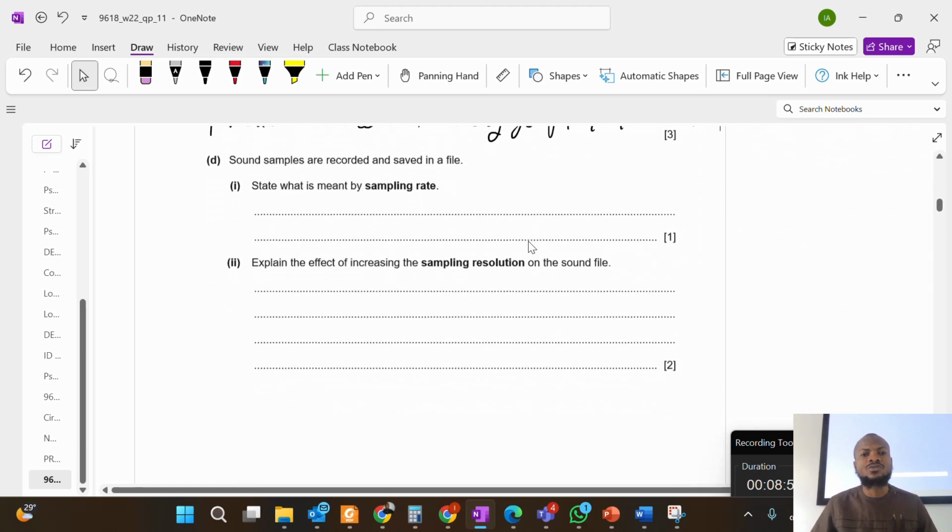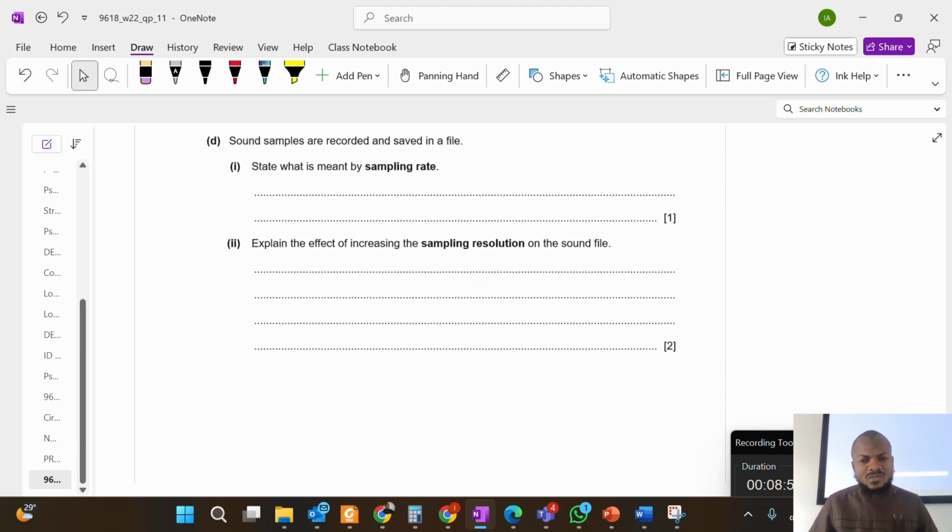I hope this is well understood. Now, the next question, it says, sound samples are recorded and saved in a file. State what is meant by sampling rates. So this sampling rate can be explained when you are trying to convert analog sound into digital sound signals. Because analog sound cannot be saved directly into a file. It can only be saved as a digital file.